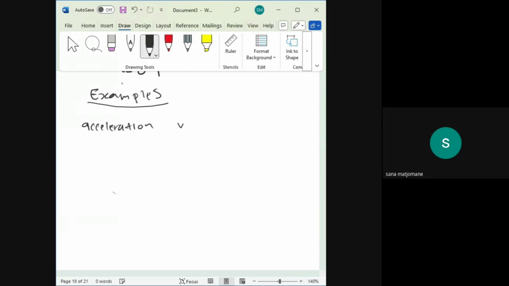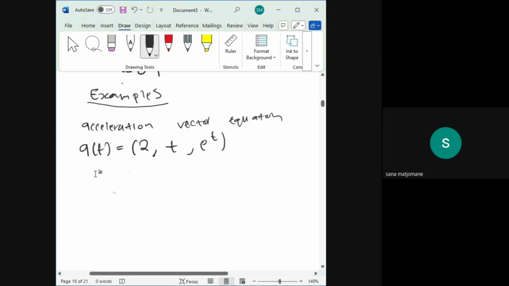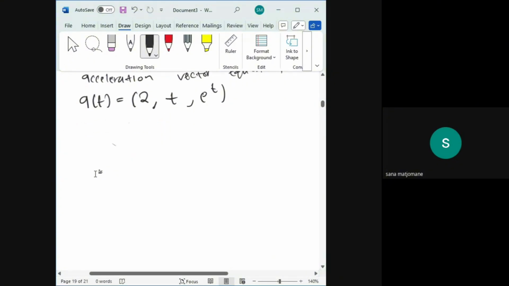I have an acceleration vector equation. Like I said, kinematics starts from the position vector equation. Then from that you can move to the acceleration vector equation by deriving and all of that. You know the story. So now, let's say you're given a at t equals 2t, e at t. Let's continue with the problem. Let me not complicate things for you.